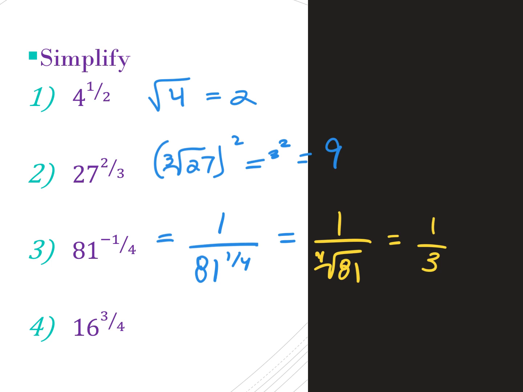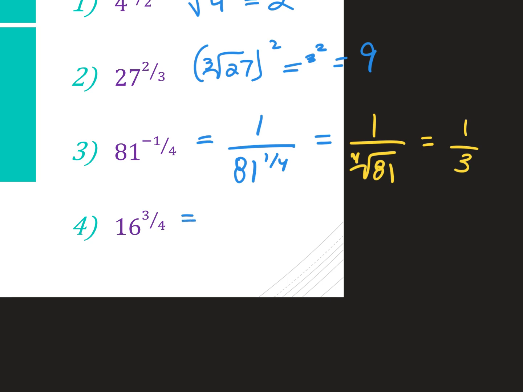All right, 16 to the 3/4. Help me rewrite that, somebody. The fourth root of 16. Good. So hang on, let's write it. And then we're going to put that in parentheses, and whatever that value is, we're going to cube it. Actually, I don't like the way I wrote that. That 4 needs to be smaller. What number times itself 4 times gives me 16? 2, and then I'm going to cube it, and that becomes 8. Okay, good job. Anybody have any questions?